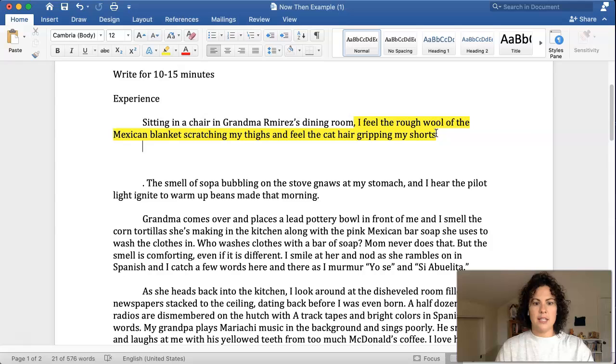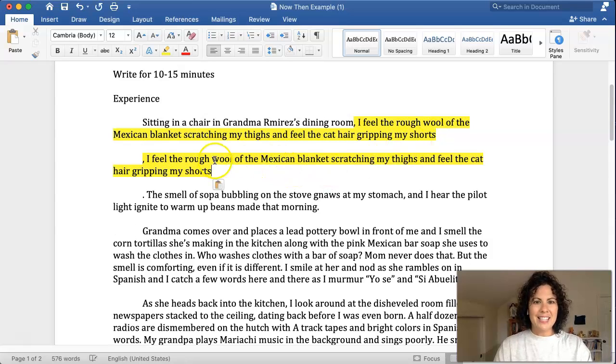So I'm going to copy and paste this sentence so you can see it. And instead, I'm going to take out the "I feel." All that "I feel, I smell, I hear, I taste," that's great for your first draft to get it down. But in revision, those are things that we want to be pulling out because those are really weakening your emotion. They're weakening your diction, and we want strong verbs.